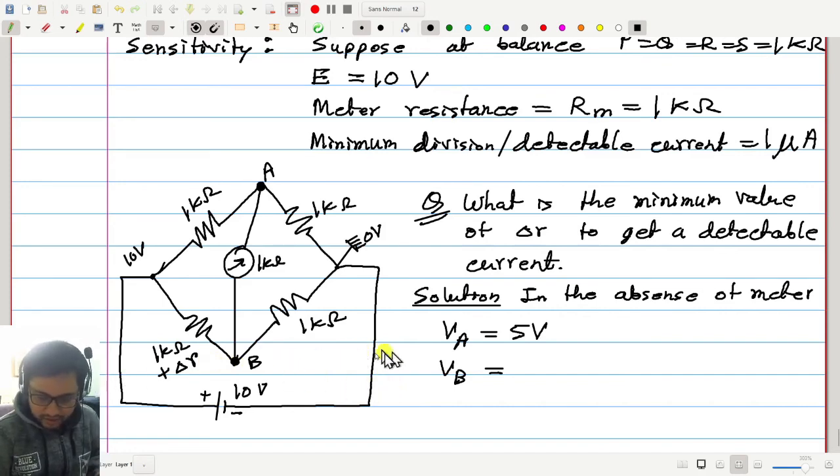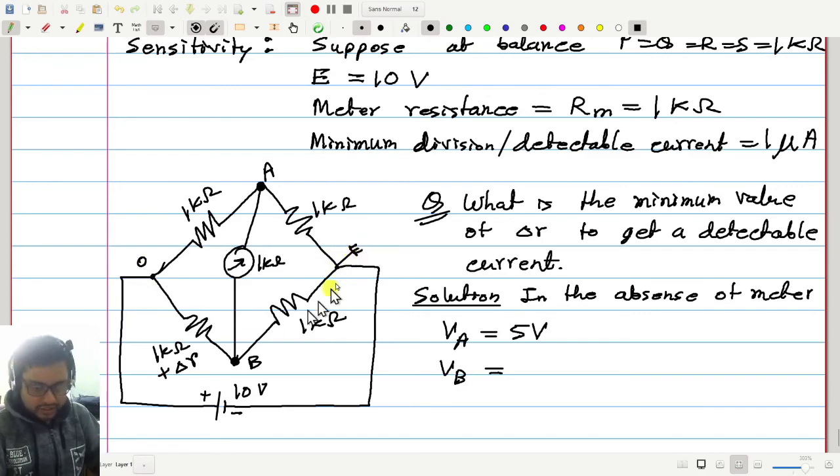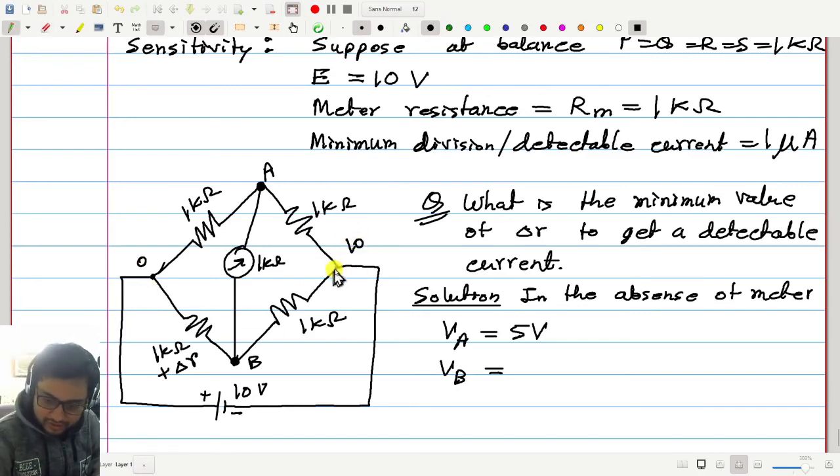My calculation would have been simpler actually if I had taken it the other way, 0 this side, 10 this side. I mean, you can do it for the other case also, but my calculation will be slightly simpler. That's it. Okay, so then VA is still 5 volt.